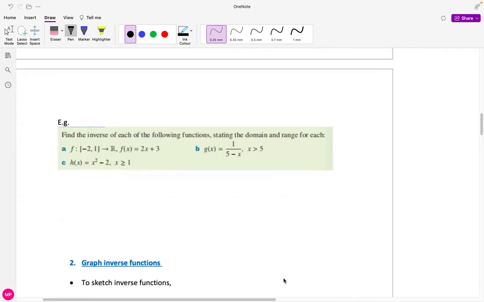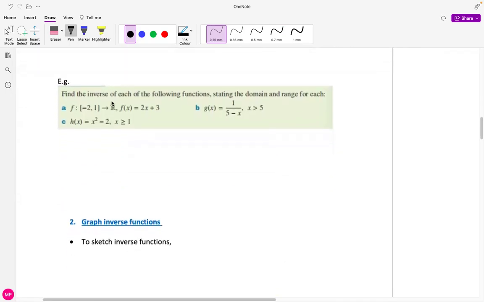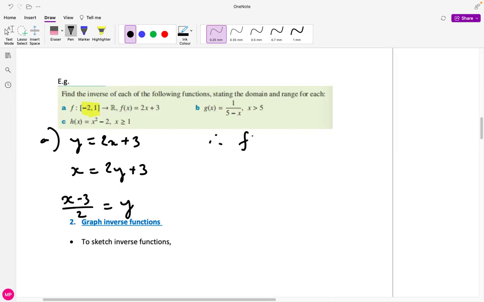All right, now here's some more examples of how to find the inverse of each graph here. So here you can see this is the domain and this is the rule of the equation. So we're going to do the rule first. So we have y equals 2x plus 3. We swap x and y: x equals 2y plus 3. We solve for y. So we have (x minus 3) over 2 equals y. So therefore, the inverse equation for 2x plus 3 will be (x minus 3) over 2. Okay, so we've done that part.